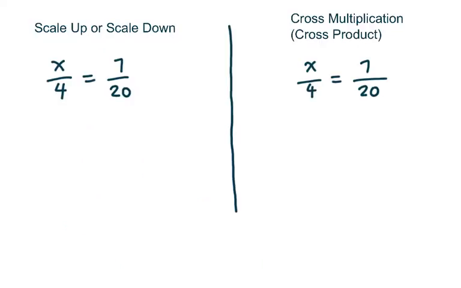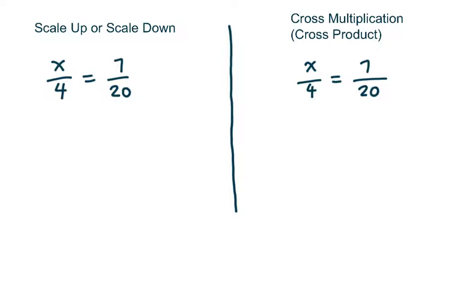So let's solve some proportion problems. I'm always going to show you both methods. The first method is scaling up or scaling down, and the second method is cross multiplication, or we say cross product. So the first example is x over 4 equals 7 over 20. Our goal is to solve for x.